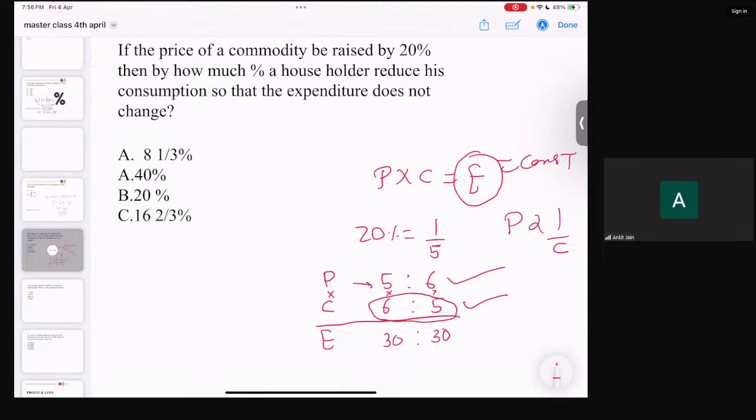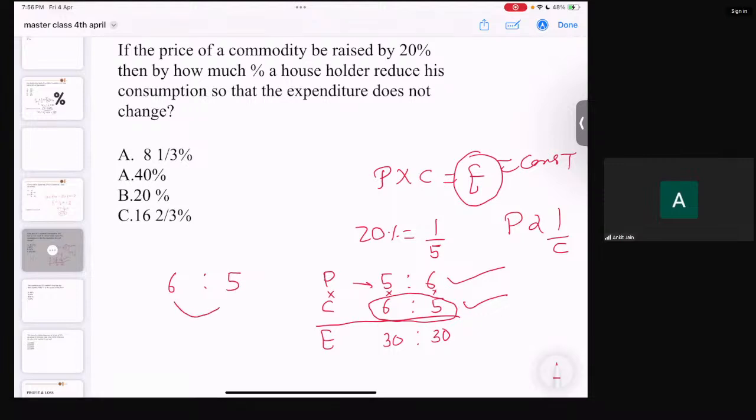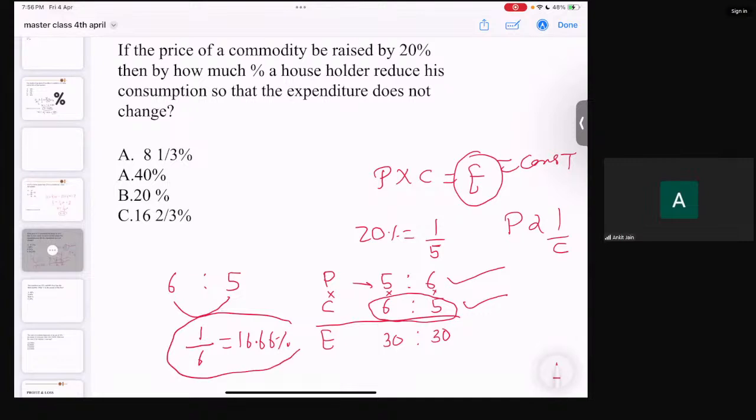So consumption changes from 6 to 5 means before it was 6, now it is 5. So it is decreased by 1 on 6. So 1 by 6, 1 by 6 is 16.66. We have already discussed: half of 1 by 3 is 1 by 6. 1 by 3 is 33.33. 1 by 6 is 16.66.